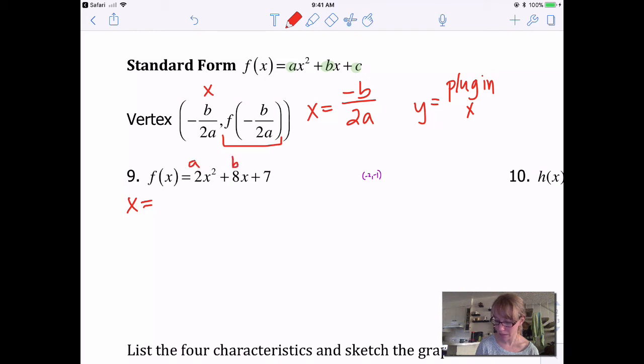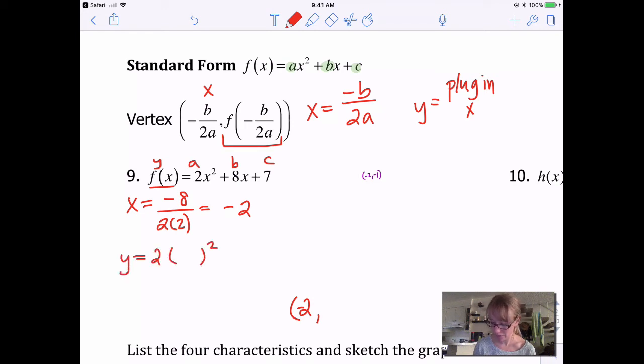So if I label these a, b, c, the opposite of positive 8 is -8 over 2 times a, which will be -8 over 4, which is -2. So I know that the x value of my vertex is -2. To find y, f of x, this is just another name for y. So y is going to equal 2 times whatever x is squared plus 8 times whatever x is plus 7. I know that x is -2.